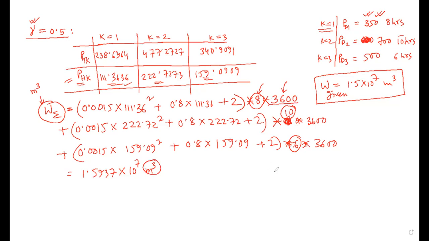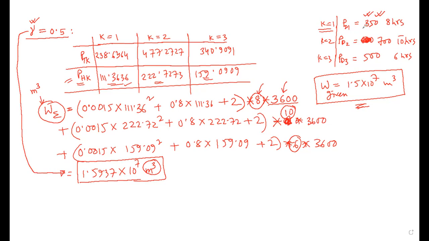Okay. So this value is different than this. And different in what sense? This is higher than this. It means your gamma value is small, your conversion factor is small.